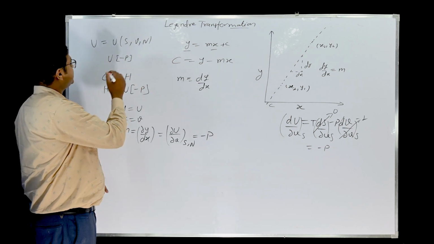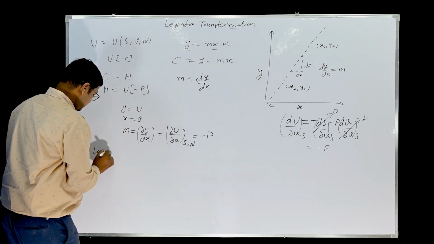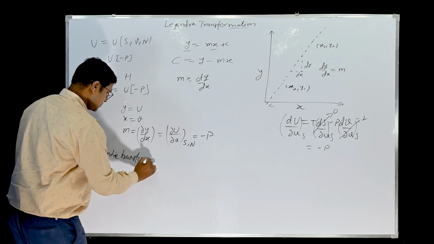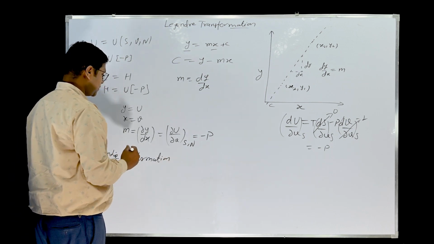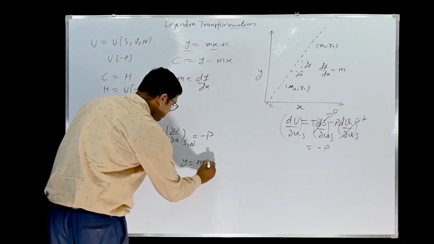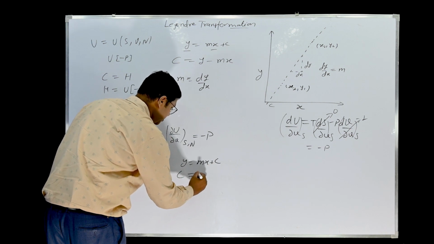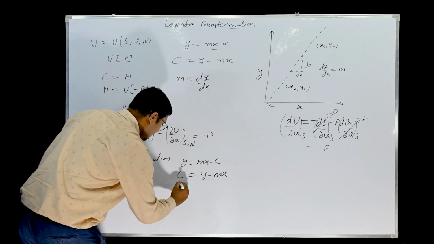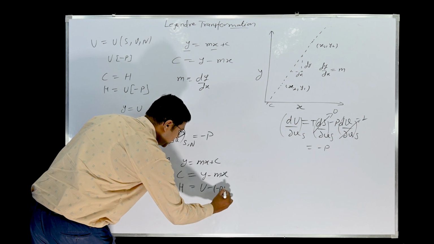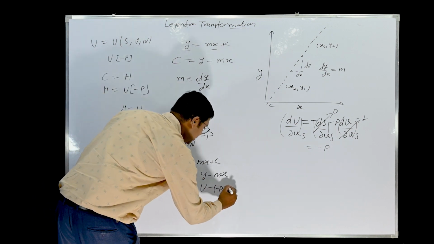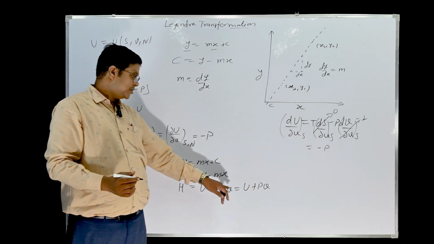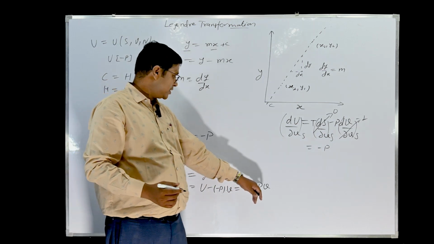Now coming back to our Legendre transformation, y is equal to mx plus c, and I am changing to c is equal to y minus mx, where c is nothing but H, y is U, m is minus P, and x is V. This I can write as U plus PV, and we all know that enthalpy is the summation of internal energy and the multiplication of pressure and volume.